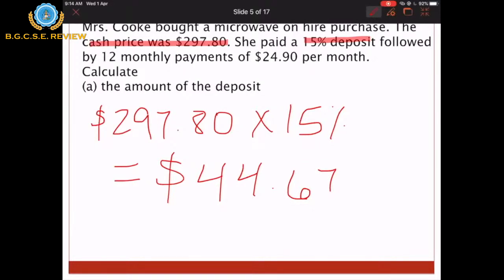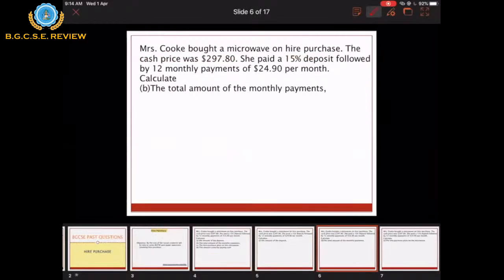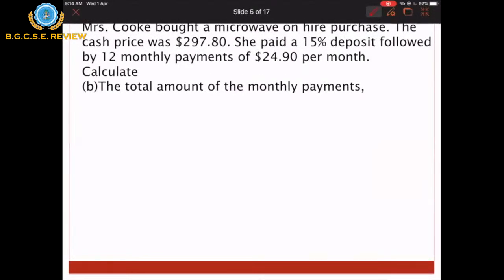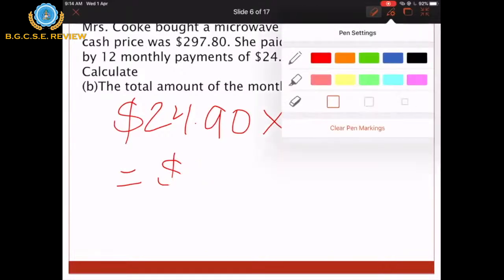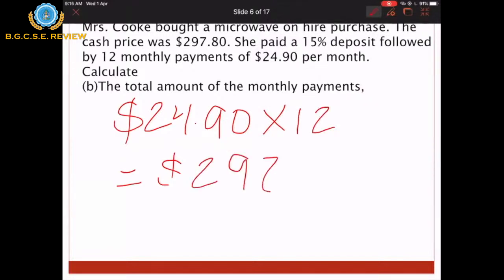Now let's move on to the next part of the question. Part B asks me to calculate the total monthly payments. I know that the total monthly payments are going to be $24.90. And since she has to pay them off for 12 months, I'm going to multiply by 12. When I do that, her total monthly payments are going to be $298.80.